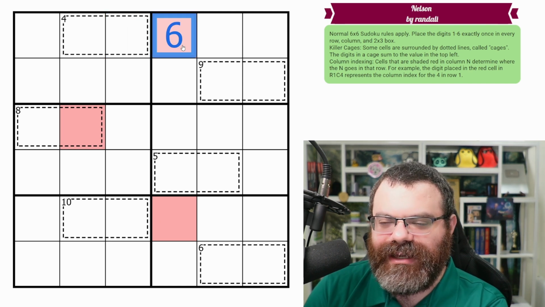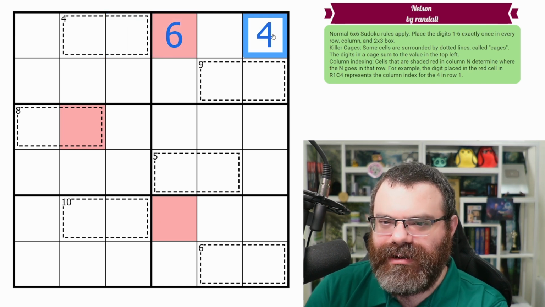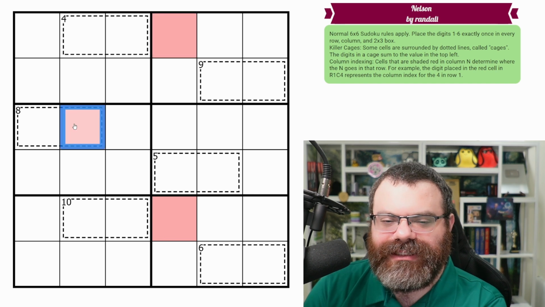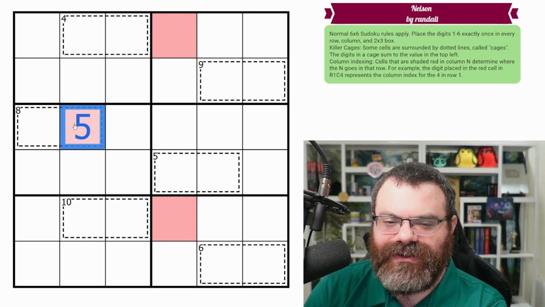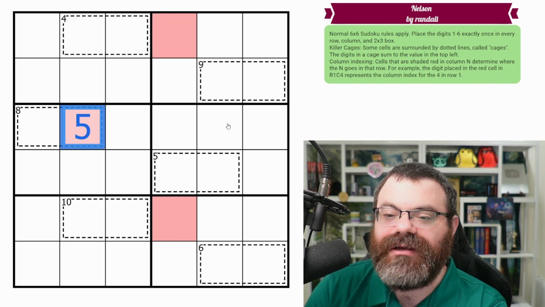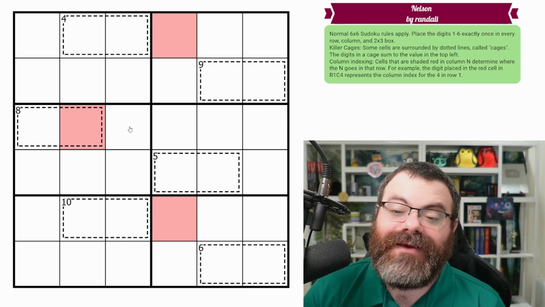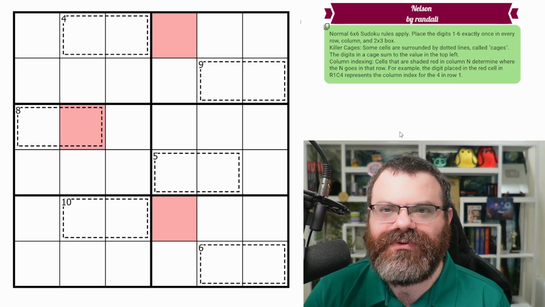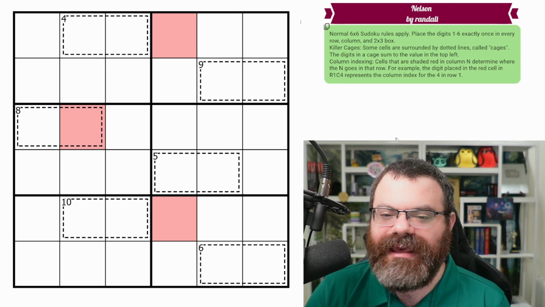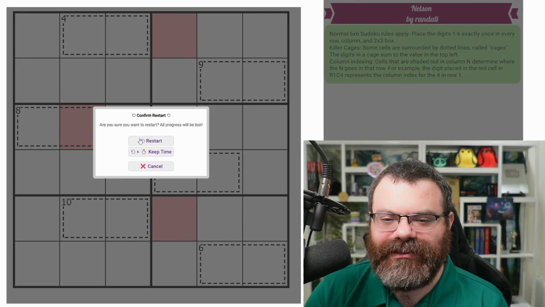So if this was a 6, that tells us that the 4 goes in column 6. Here, this is in column 2, so if I put a 5 here, that tells us that the 2 goes in column 5. All right, and that's it. Those are the rules. There's a link in the description if you'd like to try the puzzle yourself, and I'm going to get started right now.